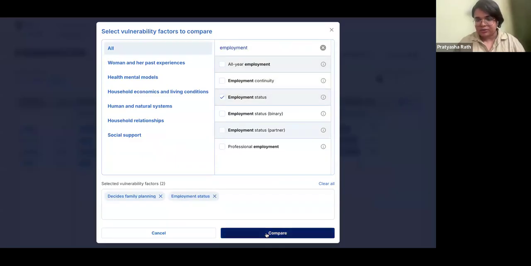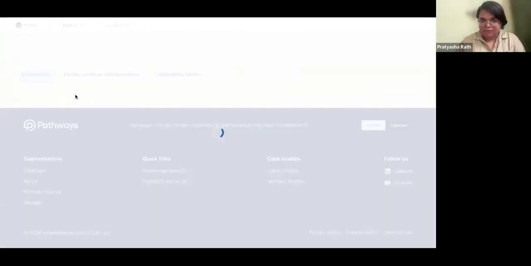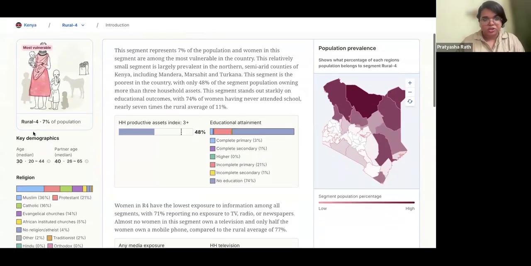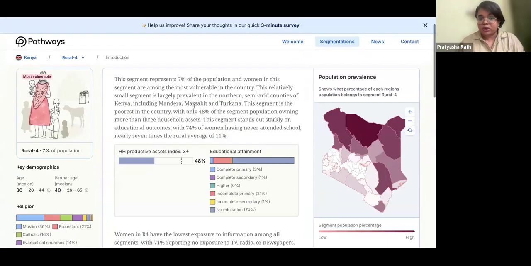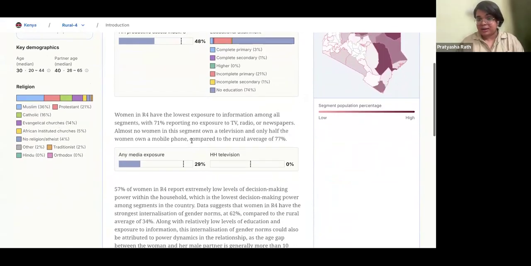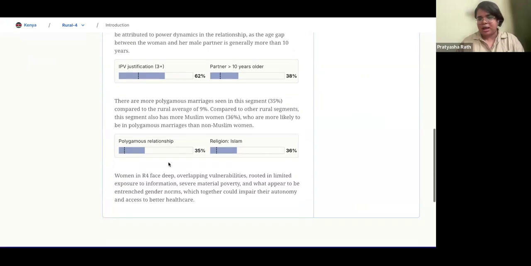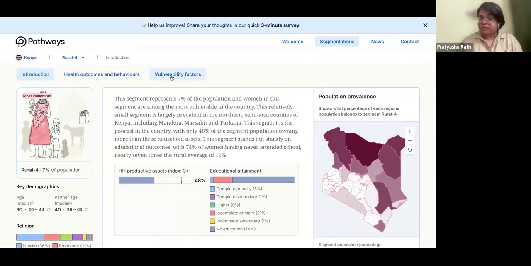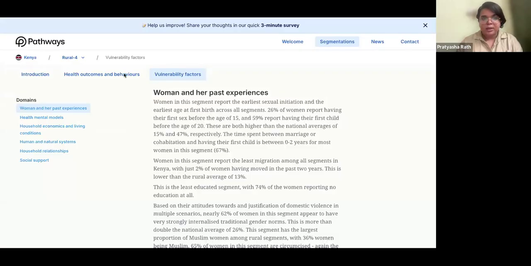So you can look at some of these as well. Now, the last thing we could look at is a deep dive into the segments. So you can go into a rural 4 segmentation. You can look at the ages, the partner age, the religion. In the first screen itself, you will find some of the key vulnerability factors that make this segment what it is. So here you have assets, education, IPV justification. So some of the key factors which stand out. You can go into the vulnerability factors as well and do a deep dive and know the segment much better.